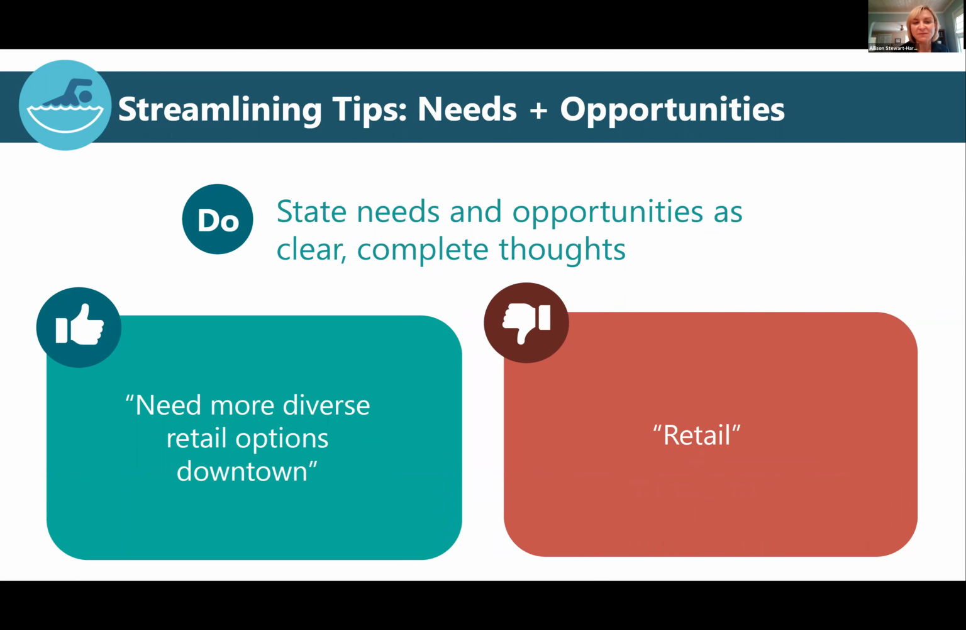I would also recommend that you state your needs and opportunities as clear, complete thoughts, especially if you do this in sort of a bulleted form. And this is probably just a pet peeve of mine, but for example, say, "need more diverse retail options downtown," that's a complete thought. Whereas if you just say "retail," that could be interpreted in so many different ways. So really try to make each of these thoughts succinct and complete.